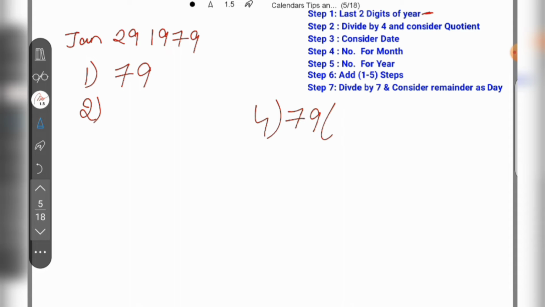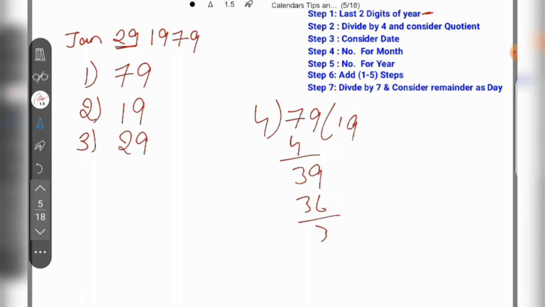I'm just explaining in detail here. 4 ones are 4 and there is 39. So this is 9, and 36. We stop here and consider the 19, the quotient value. You might get an exact value or it can be like this also. And the third step is we need to consider the date. The date is 29.